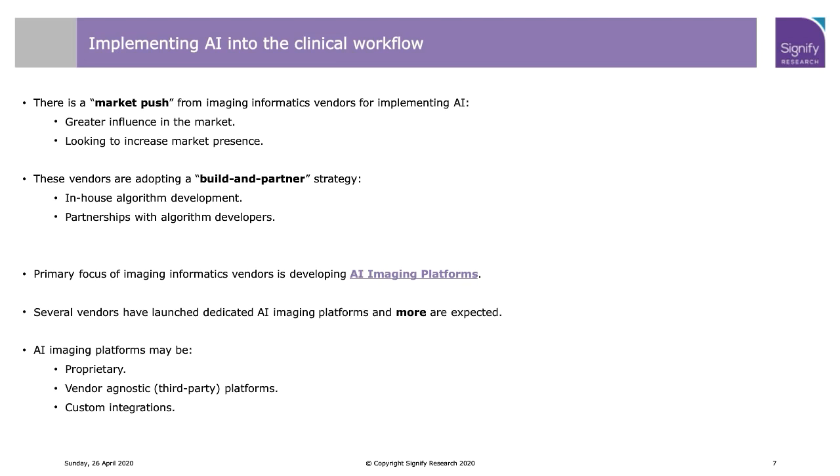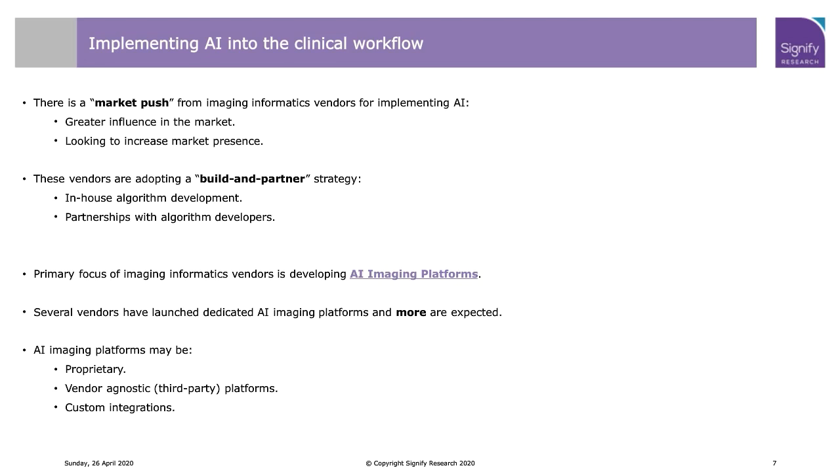The imaging informatics vendors have adopted two strategies to increase their influence on the market. The first is by adopting a build and partner strategy. This involves some in-house algorithm development, but also partnering with independent algorithm developers. For example, GE Healthcare has partnered with MaxQ AI to deploy its ICH, so intracranial hemorrhage, and stroke solution, both via the PACS as well as embedding it onto the CT scanners. And I think Rahul will talk about point-of-care AI later on.